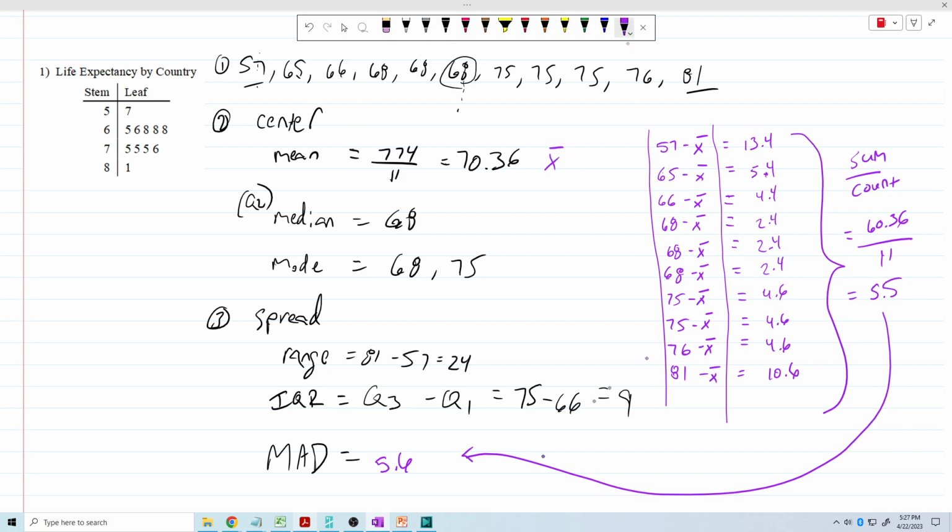So as you can see, I set up a little table here in which I listed each data point and I'm subtracting it from the center, from the mean. So 57 minus 70.36 equals 13.4. 65 minus the center equals 5.4. And now these are rounded a little bit, so your answer may slightly vary depending on how you rounded it. I just rounded it to the nearest tenth, but oftentimes I also like to round it off to the nearest hundredth. Just depends, guys. Just depends.